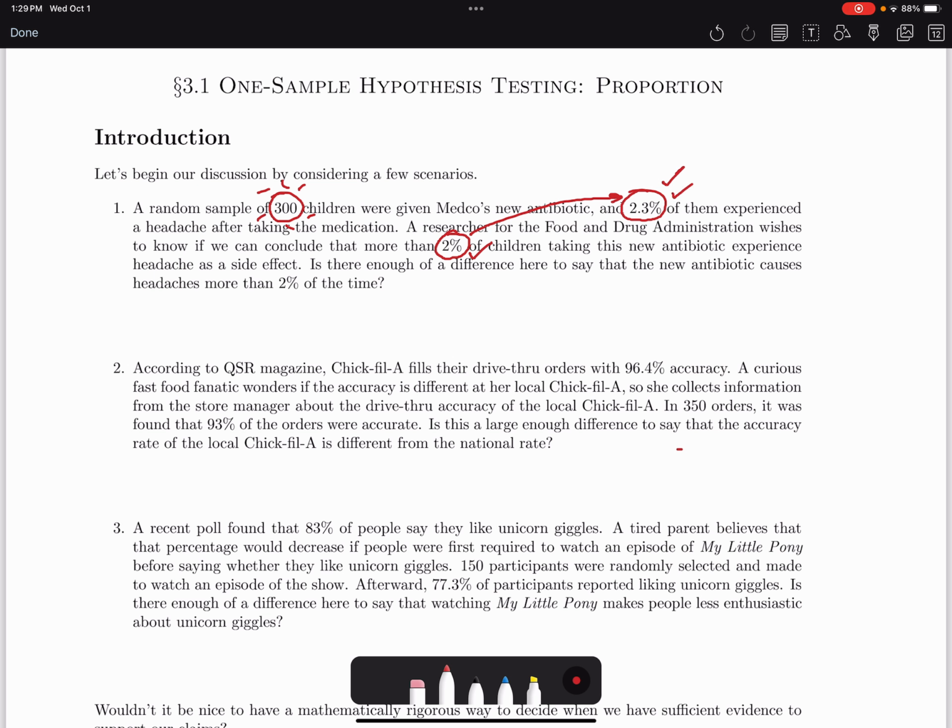Certainly, the difference between 2% and 2.3% is only a 0.3% difference. It's just not that much different. So I would be inclined to say that, no, there's probably not enough of a difference here for us to say that the antibiotic causes headaches more than 2% of the time. But it's hard to know, right? It's hard to know if that's good enough evidence or not.